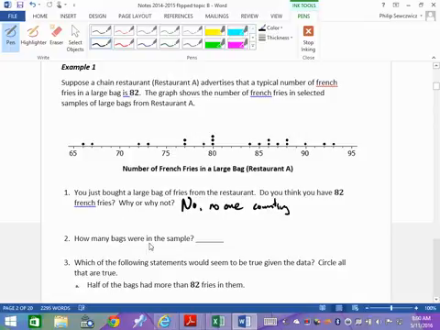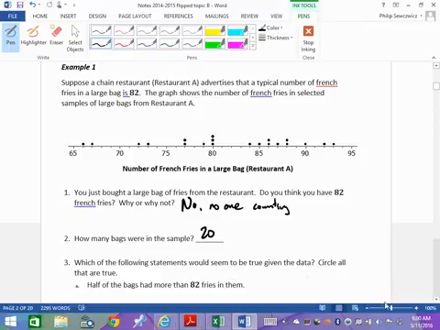So how many bags were in the sample? Well, how can we figure that out? How many bags? We could count the dots there. So count with me: 1, 2, 3, 4, 5, 6, 7, 8, 9, 10, 11, 12, 13, 14, 15, 16, 17, 18, 19, 20. So we've got 20 bags in the sample. We want to know which of the following statements would seem to be true given the data. Circle all that are true.